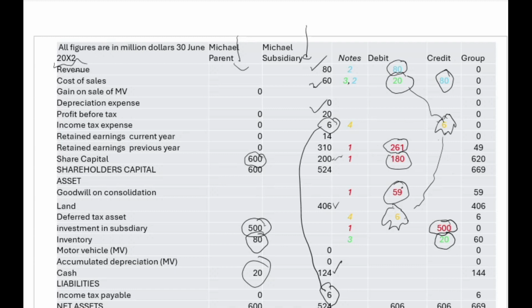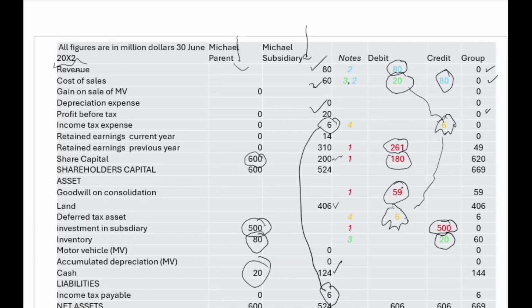Once we have entered those entries, we can see that revenue is zero, cost of sales is zero, because the intergroup transactions profit is zero. That's the only transaction that has taken place in the subsidiary. Michael parent has been dormant without any transaction, and therefore the group has not made any profit. And the retained profit that's shown here is the profit that has been earned up to the previous period, that is post acquisition, in the previous period. What was earned by the group is 49 million.